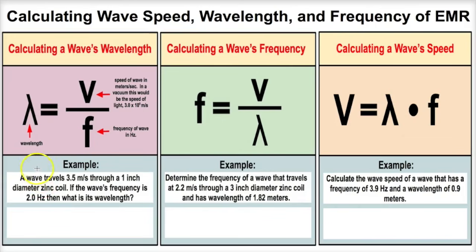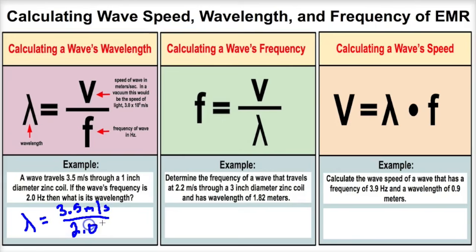So in this example here, it says a wave travels 3.5 meters per second through a 1-inch diameter zinc coil. If the wave's frequency is 2 hertz, then what is its wavelength? So in this problem, we want to calculate the wavelength, and we use the Greek letter lambda to symbolize wavelength. Now all we need to do is find out how fast it's moving. It looks like it's moving at 3.5 meters per second. And then what is the frequency? It says it's 2.0 hertz.